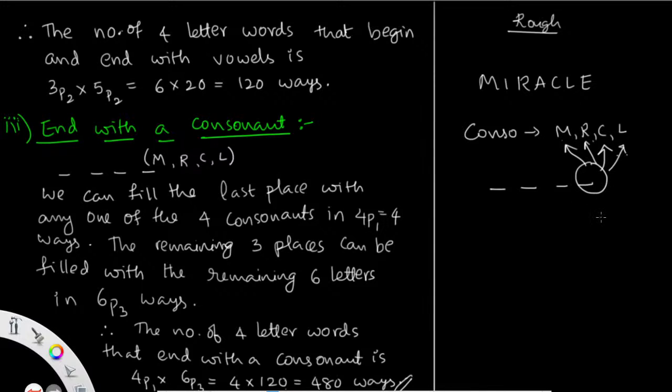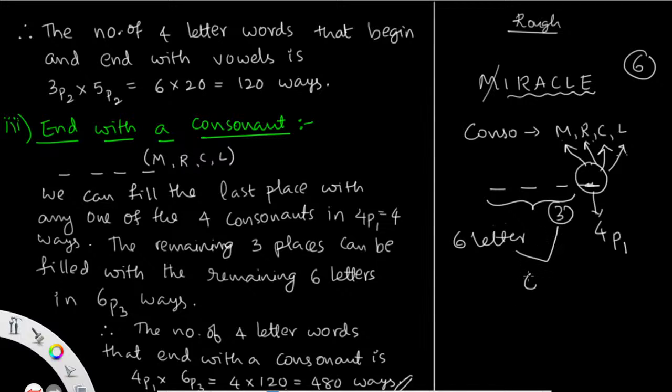How many ways can this be done? There are 4 places, so the first place can be filled in 4P1 ways. But how many places are left? 3 places. Suppose we fill one place with M. The remaining letters are 6, with 3 blank places, so they can be arranged in 6P3 ways. Therefore, the total answer is 4P1 into 6P3.